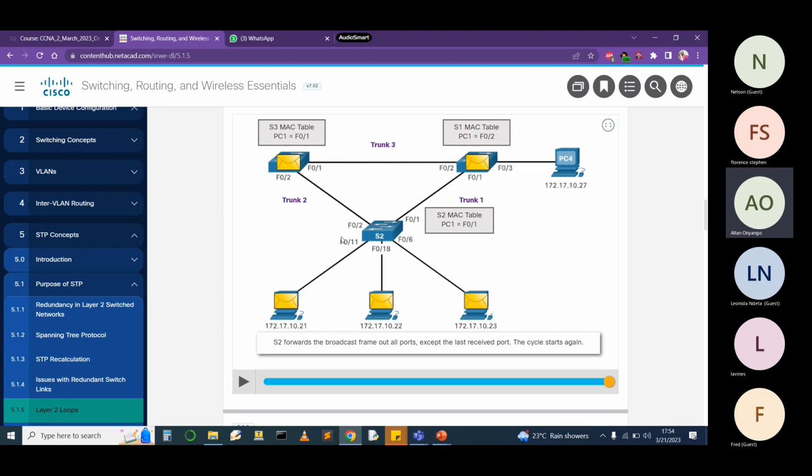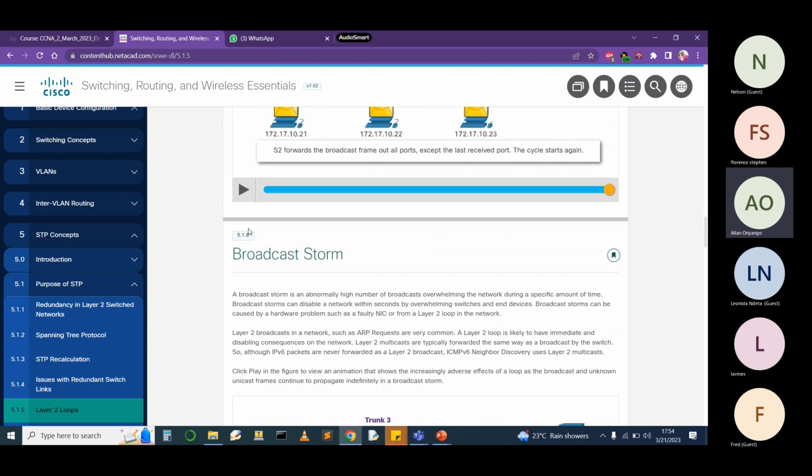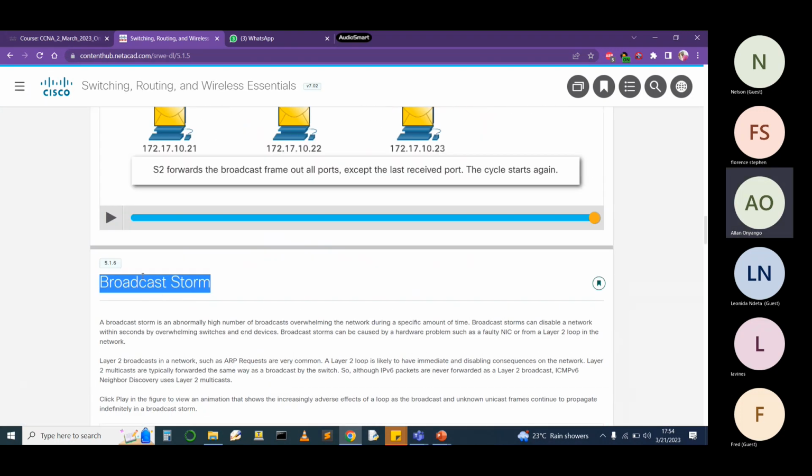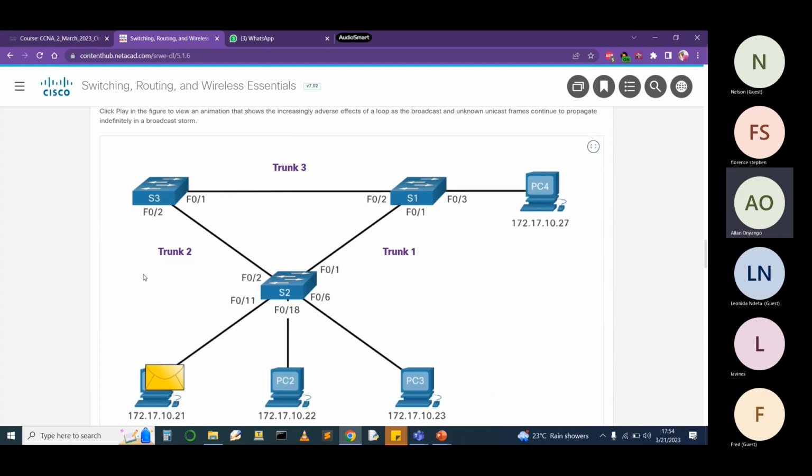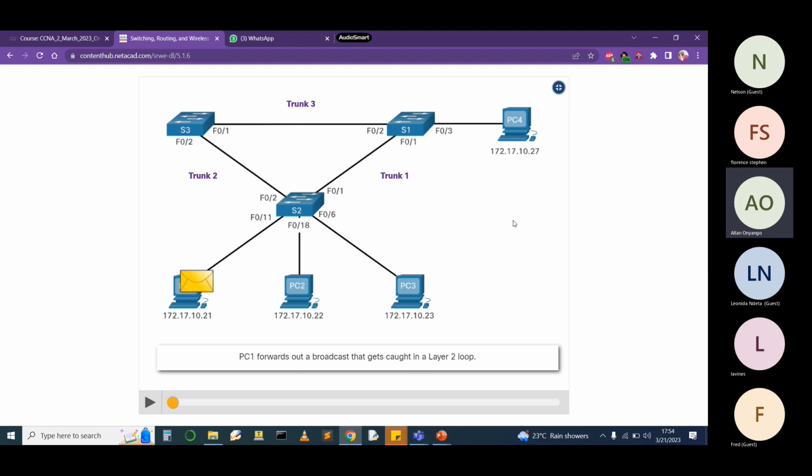And you can see the loop, that circulation, and it can still go back and go back and go back. And I want to see that going back and forth. And we're going to give it a name, and we call it a broadcast storm. Let's see a broadcast storm in action.